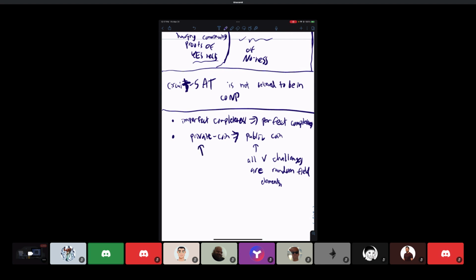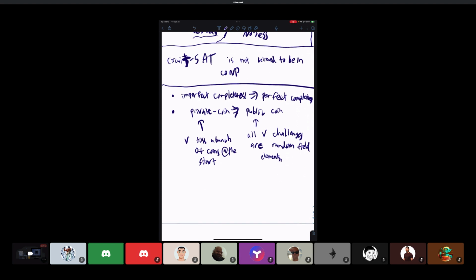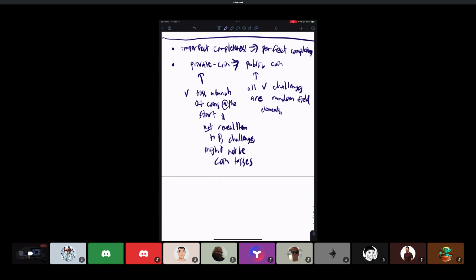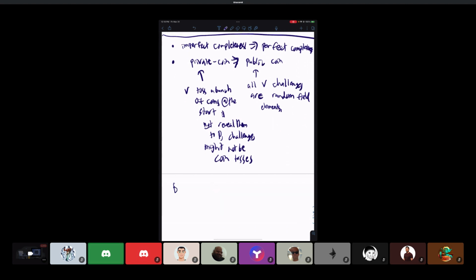A private coin protocol you can define a couple ways, but basically you can imagine the verifier might toss a bunch of coins at the start and not reveal them to the prover. Its challenges can depend on those private coins, but not literally just be the coin tosses. And it's known that you can take any private coin interactive proof and turn it into a public coin one. Both transformations do not preserve prover time, but they do preserve verifier time in a rough sense.